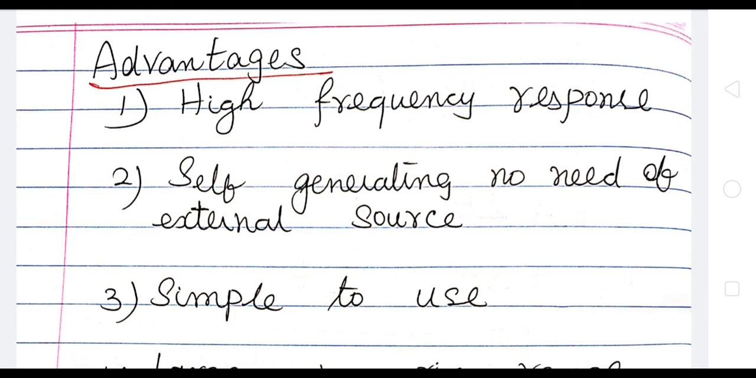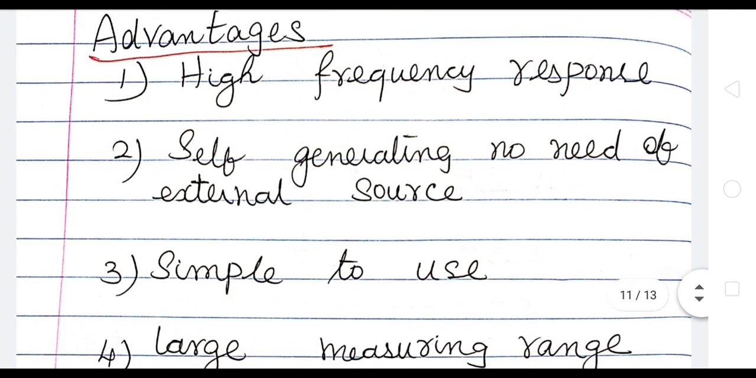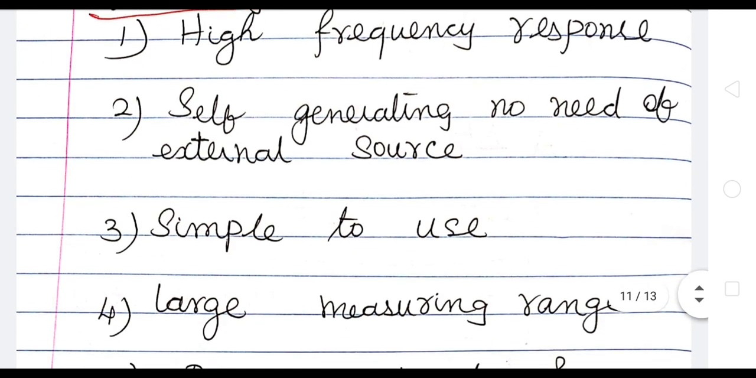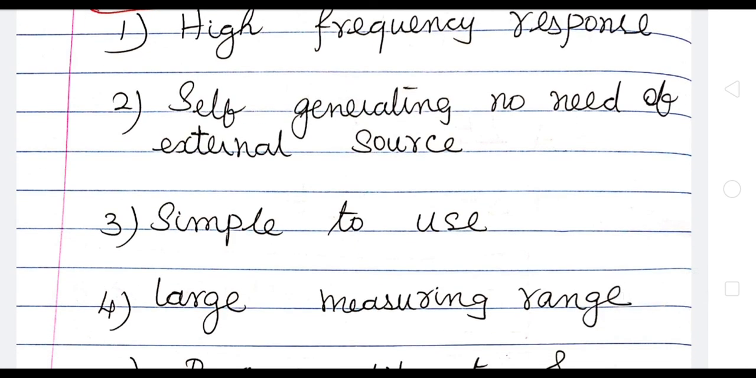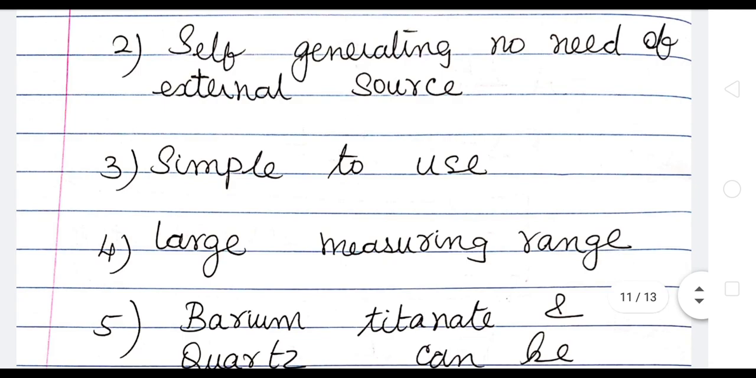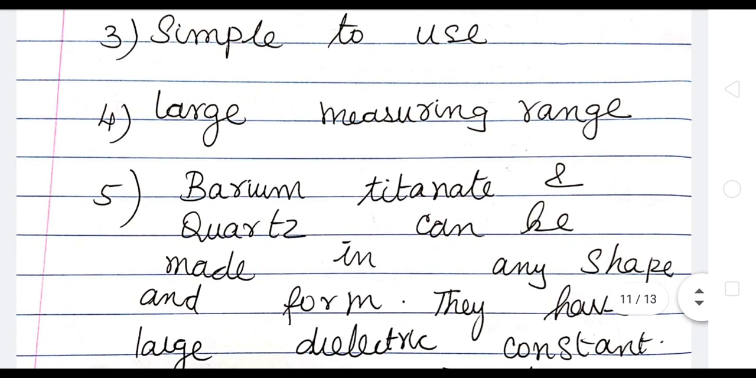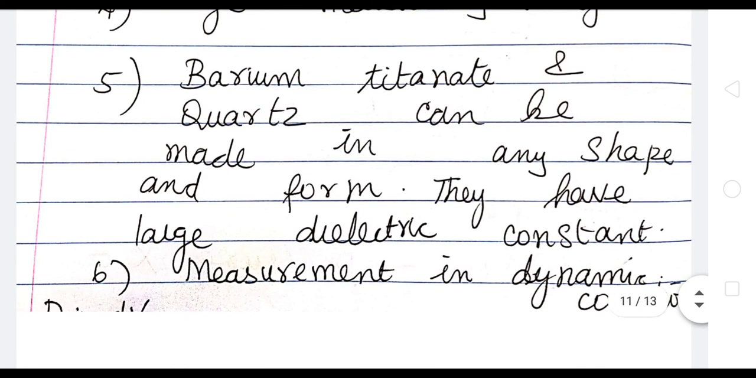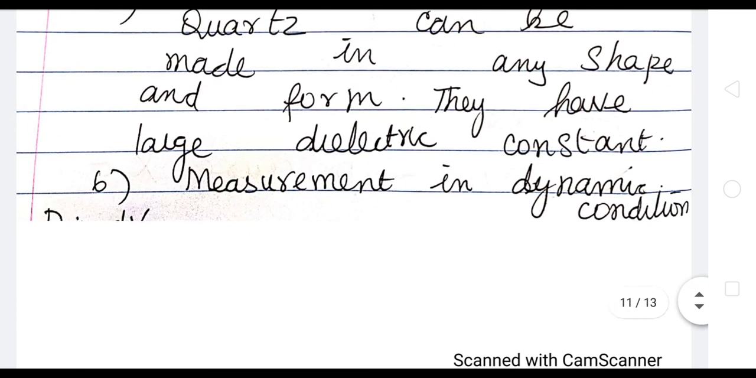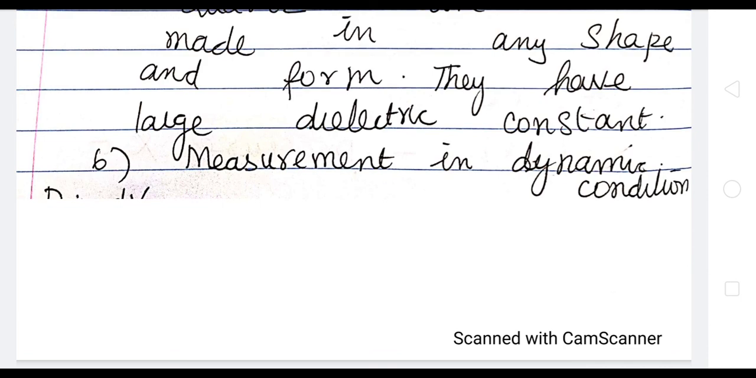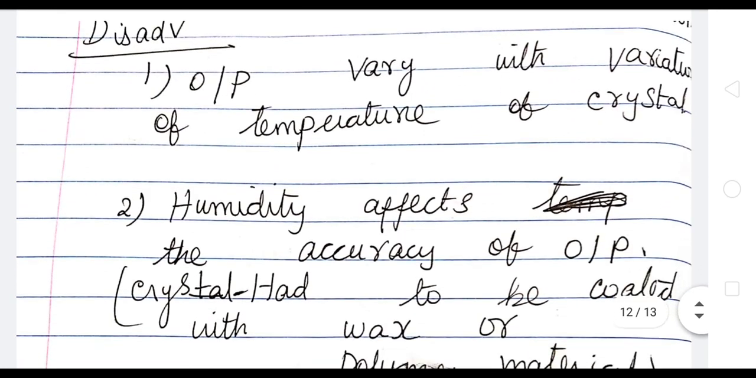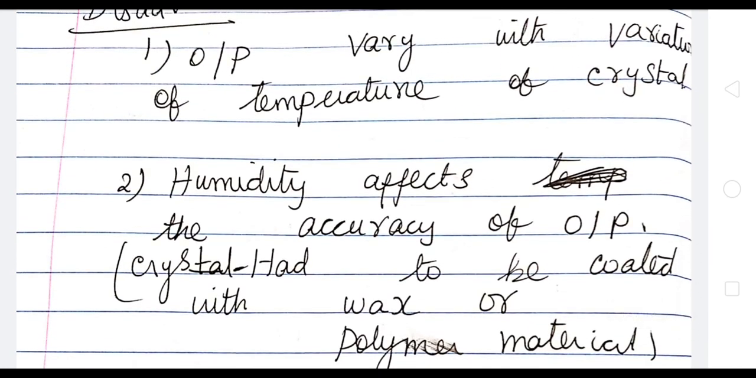The advantages of piezoelectric transducers are high frequency response and self-generating type, hence there is no need of external sources. It is very simple to use and the measuring range is very large. Barium titanate and quartz crystal can be made in any shape and any form. They have a large dielectric constant also. It can be used for measurement of dynamic conditions, that is for variable force and varying pressure, we can use this system.